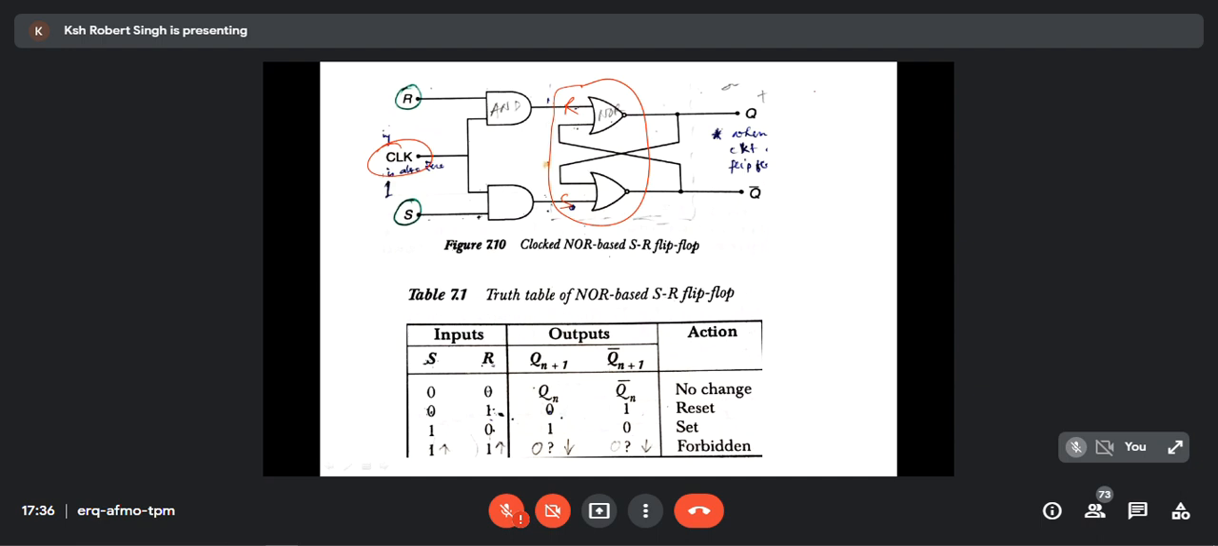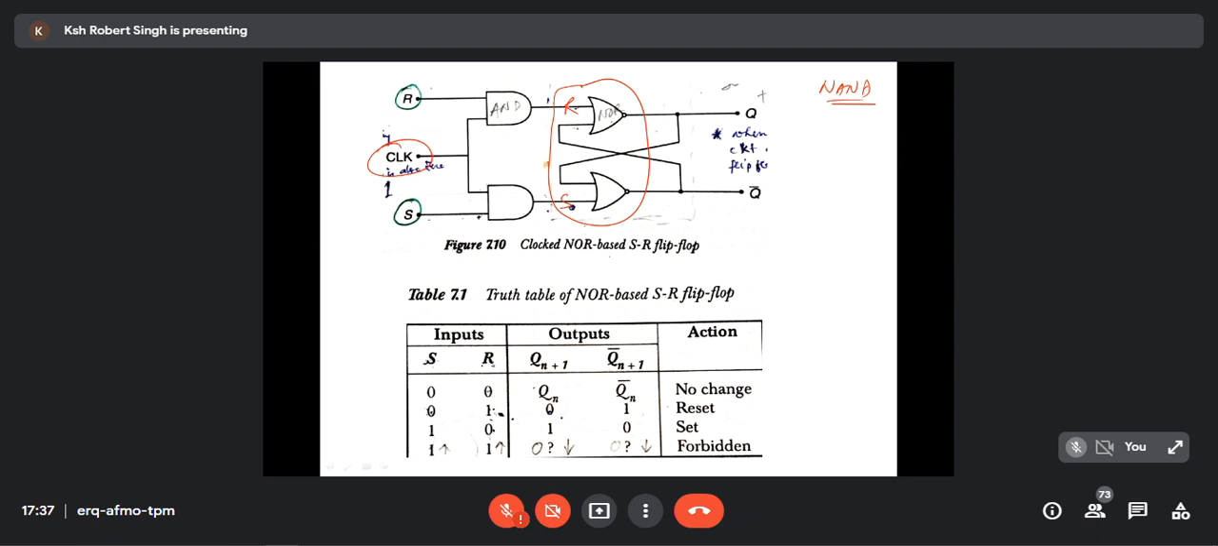You stick to only NAND base flip-flops, because in the following chapters we'll be discussing only the NAND base. So anyway, this should be R instead of S. It should be R because this is NOR base R.